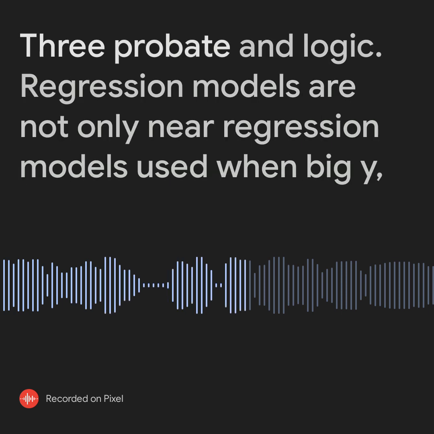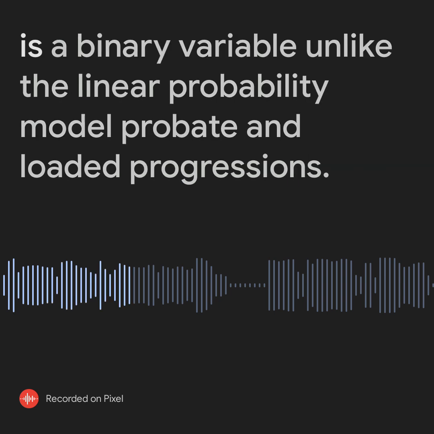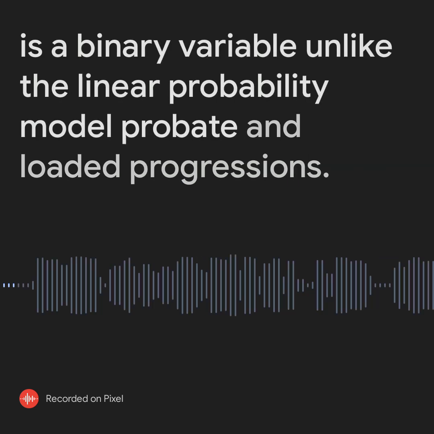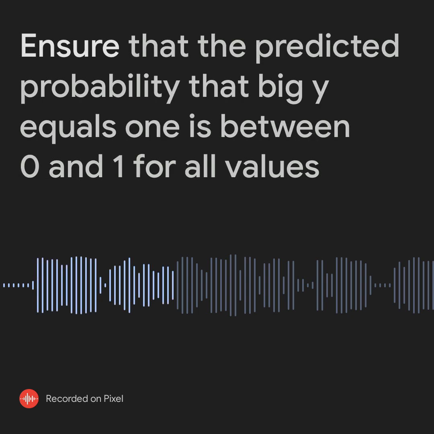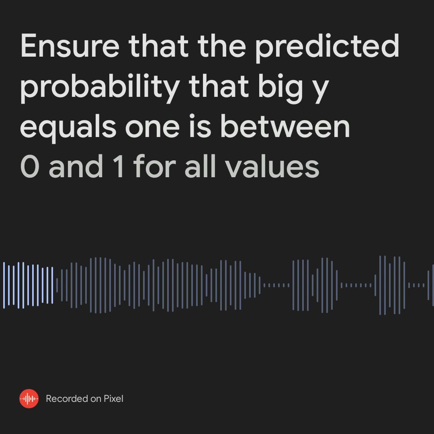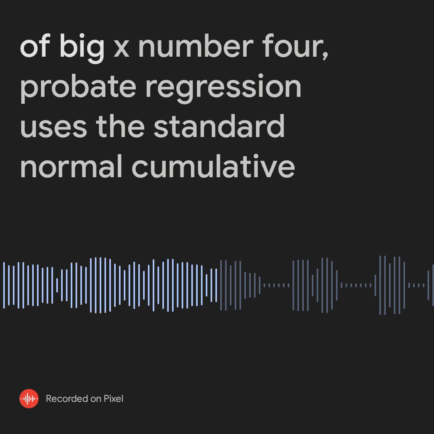Number three, probit and logit regression models are nonlinear regression models used when big Y is a binary variable. Unlike the linear probability model, probit and logit regressions ensure that the predicted probability that big Y equals 1 is between 0 and 1 for all values of big X.